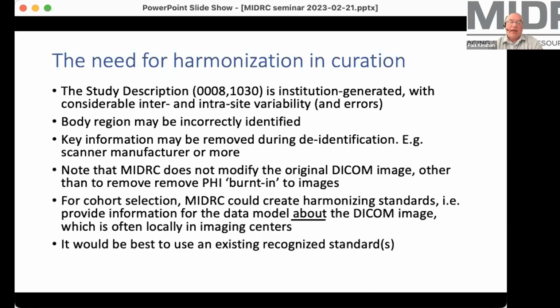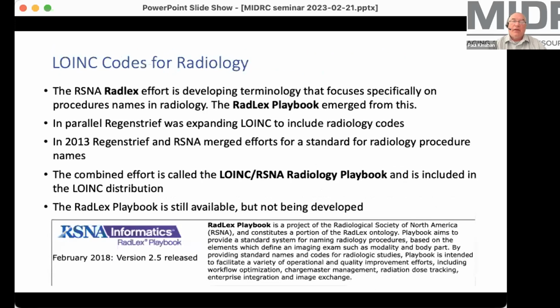A couple of notes I want to add: MIDRC does not modify the DICOM image. For example, we don't take the study description and put our own in. Other than removing PHI that may persist, we try to not touch the images at all, to preserve as much information as is there. But we were looking for a standard, and one of the things that came up, which I'll talk about in some more detail now.